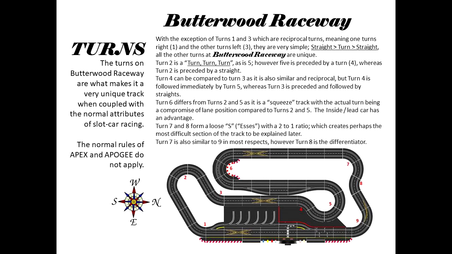Turn 6 differs from turns 2 and 5 as it is a squeeze track, with the actual turn being a compromise of lane position compared to turns 2 and 5. The inside/lead car has an advantage. Turns 7 and 8 form a loose S, with a 2-to-1 ratio, which creates perhaps the most difficult section of the track, to be explained later. Turn 7 is also similar to 9 in most respects, however turn 8 is the differentiator.